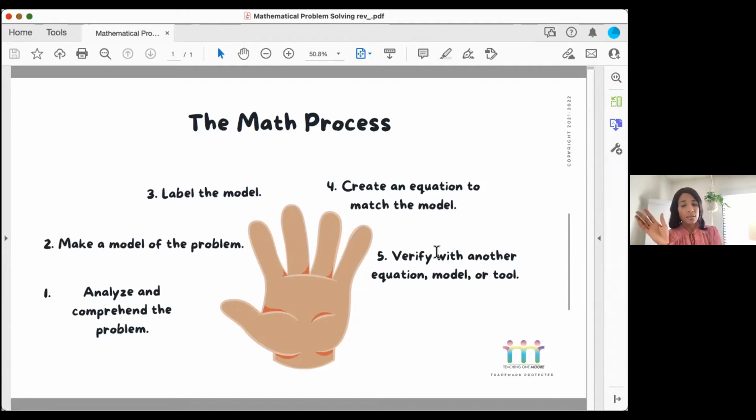And then lastly, we ask kids to verify their answer. They can use another tool to verify their answer. They can use another equation to verify their answer. They can use another model to verify their answer. But in any given math block, they should be analyzing a problem, making a model, labeling the model, creating an equation to match, and then verifying it. And over time, the fingers become a silent message where kids know that there's this system and this process that they need to go through on any given math problem. Are there any questions about that math process?